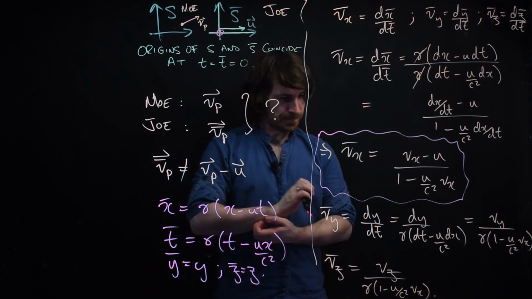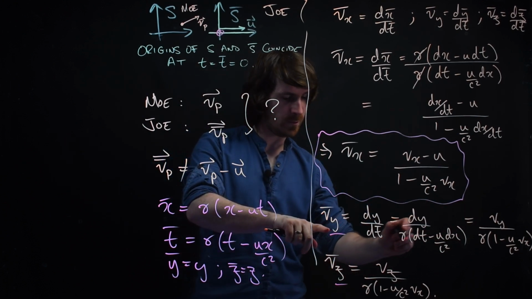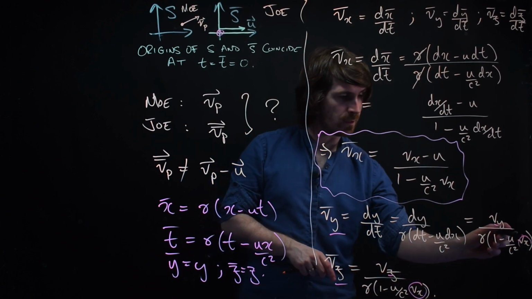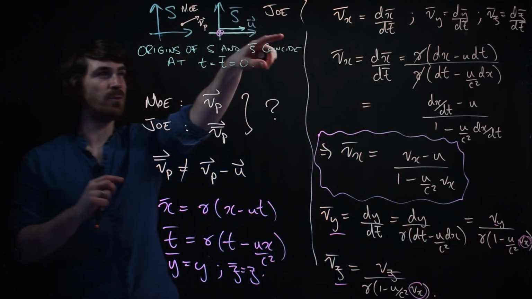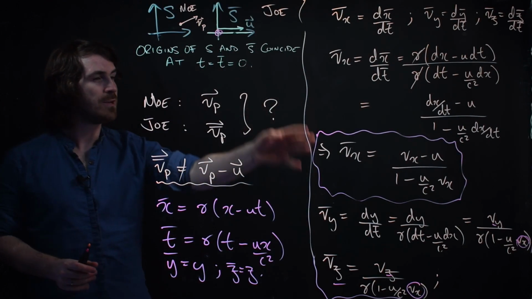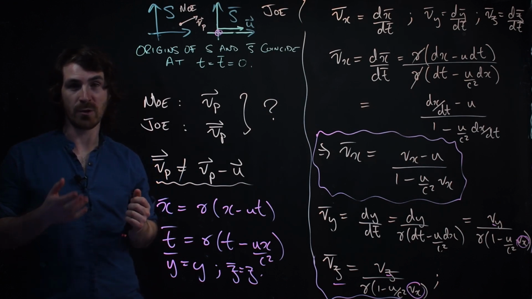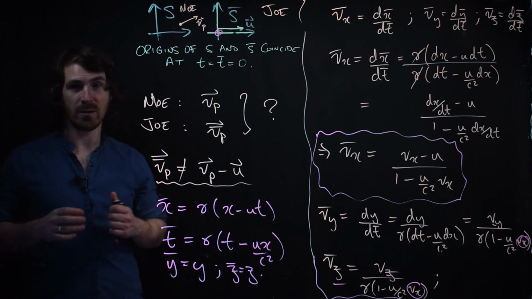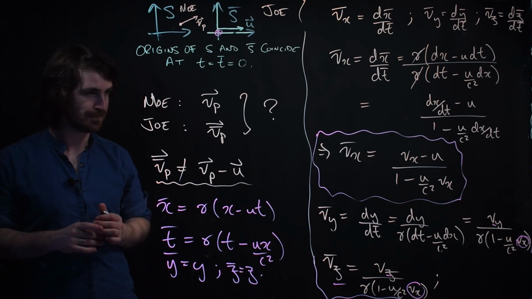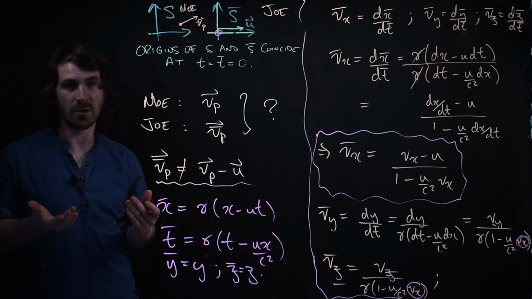So you'll see that for the y and the z, we get a vy on the top and a vz on the top, but the vx appears in the bottom. And this represents the fact that the two frames are moving away from each other along the x direction. The transformations of velocity are, of course, consistent with the postulates of special relativity, and in particular that the speed of light is the same value as measured by all observers in inertial reference frames.